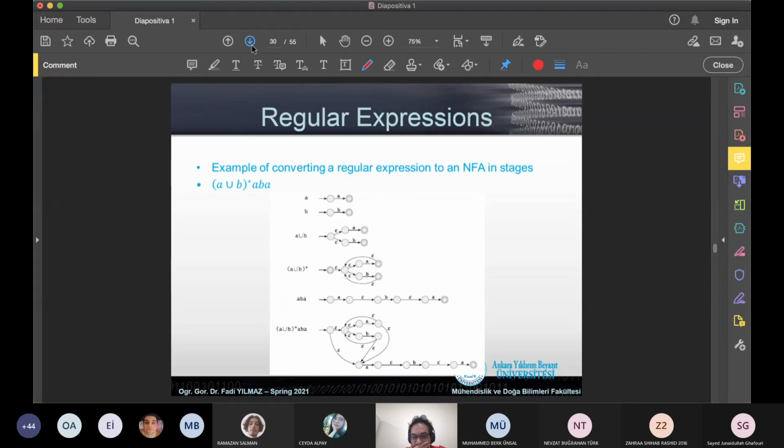Another example. You can look at this one. There's a union, then a star, then the ABA part is another concatenation, and then we do the concatenation with this star. Just look at it and analyze how it is performed.